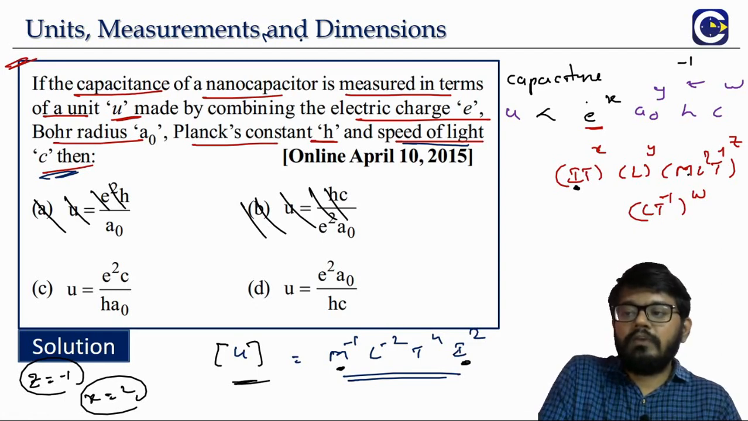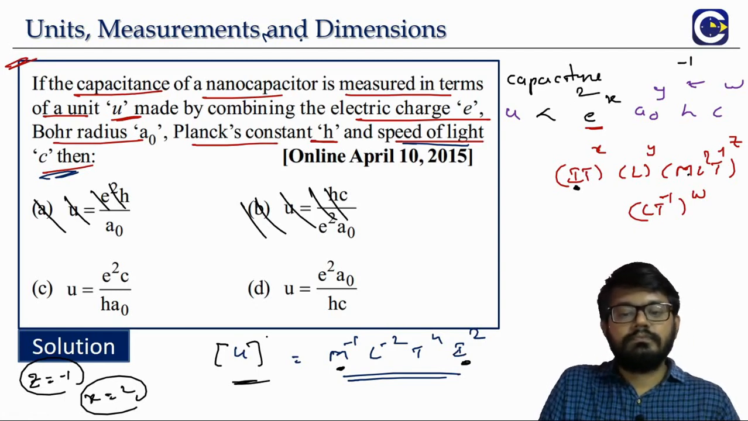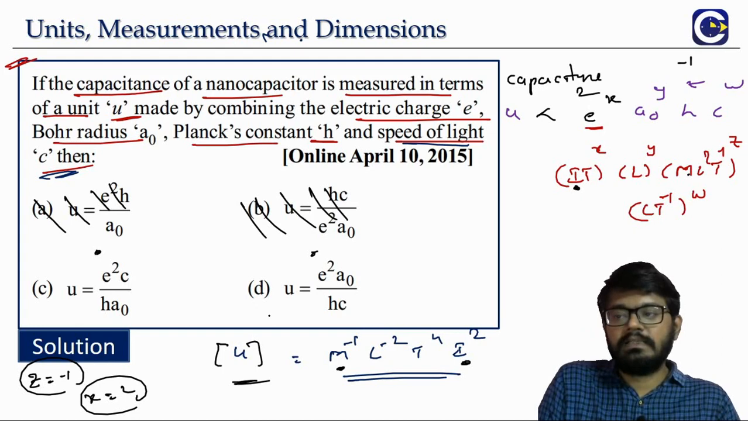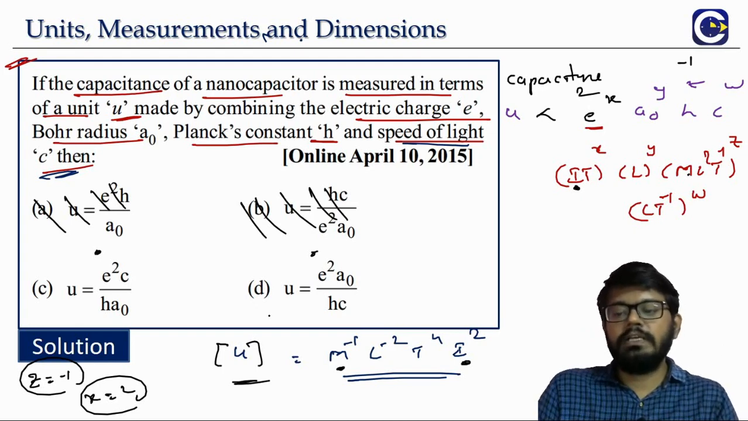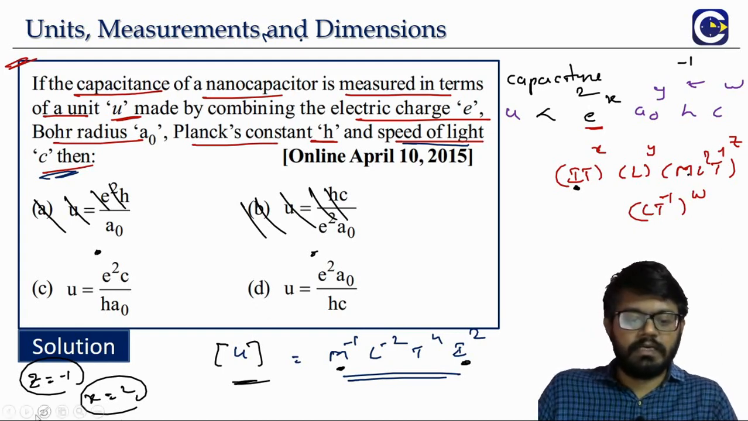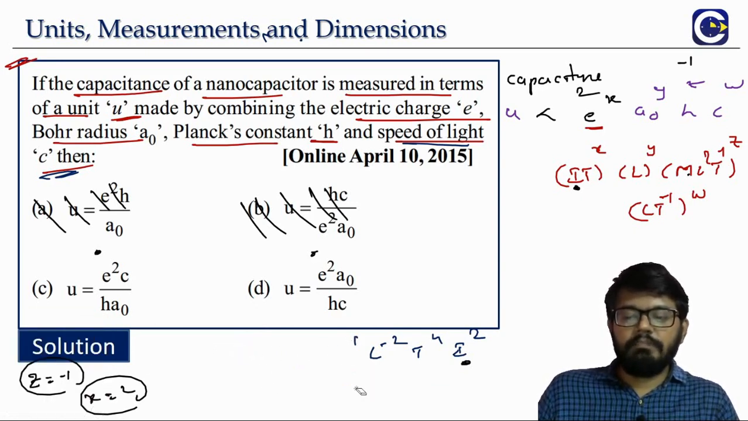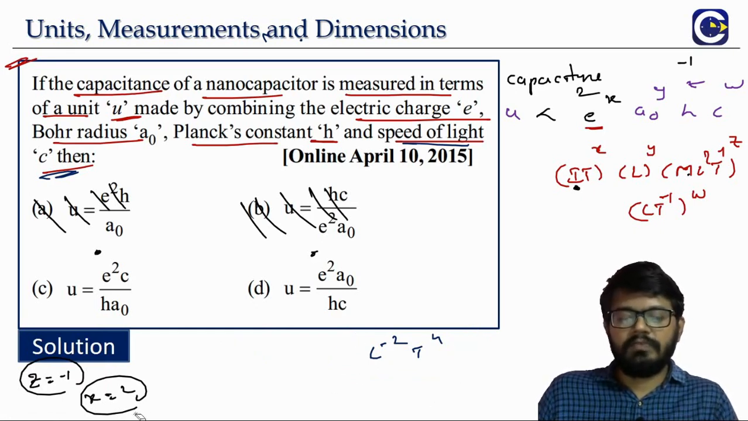So the power of e should be equal to 2. You see, in option C and option D, both places still have the power of e as 2. So we will not be able to conclude which of them is the correct answer yet. So we have to proceed and calculate the others. We are done with the comparison of the power of M. We are done with the comparison of the power of I also. Now we will just have to compare the powers of L and the powers of T.